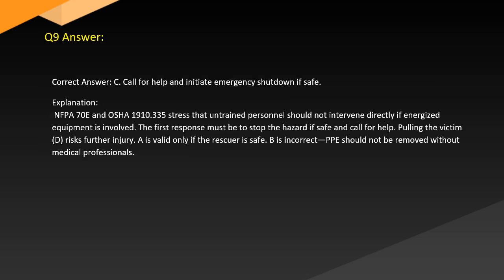Answer. Correct answer C. Call for help and initiate emergency shutdown if safe. Explanation. NFPA 70E and OSHA 1910.335 stress that untrained personnel should not intervene directly if energized equipment is involved. The first response must be to stop the hazard if safe and call for help. Pulling the victim, D, risks further injury and is valid only if the rescuer is safe. B is incorrect. PPE should not be removed without medical professionals.